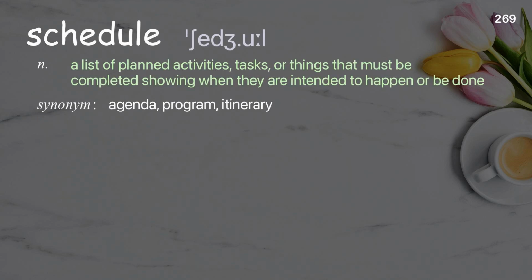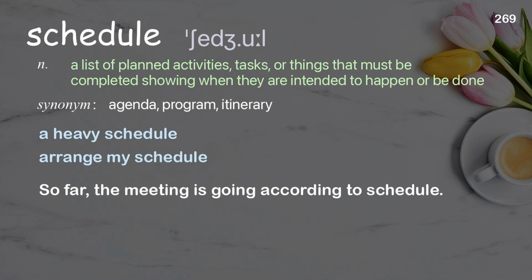Schedule. A list of planned activities, tasks, or things that must be completed showing when they are intended to happen or be done. Examples: a heavy schedule, arrange my schedule. So far, the meeting is going according to schedule.